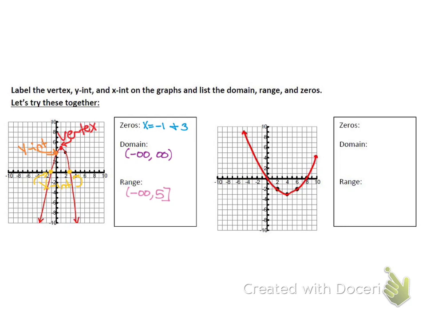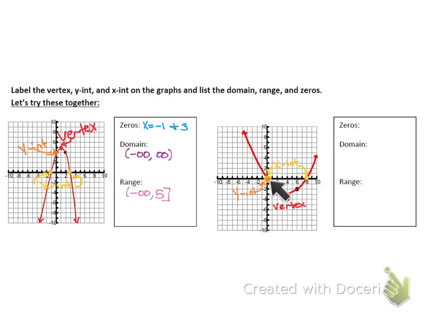Now let's do one more together before you try one on your own. This time the graph opens up, so the vertex is going to be the minimum, which is located right here. Keeping our colors consistent, you're going to see this in red. Next is the y-intercept in orange. This one is located right at 0, 0. And the x-intercepts are coming in here in yellow. Again, we have two x-intercepts because the graph crosses the x-axis twice.